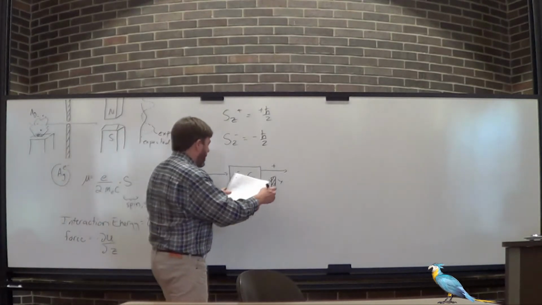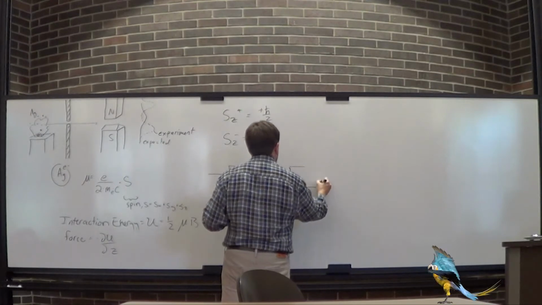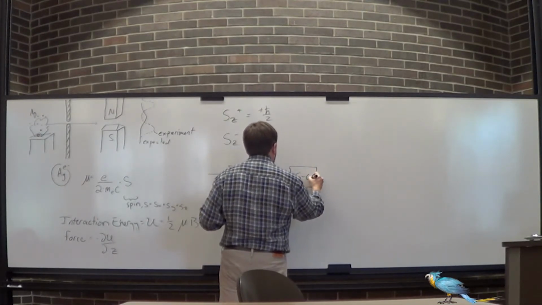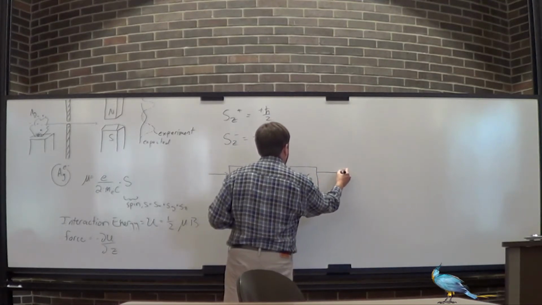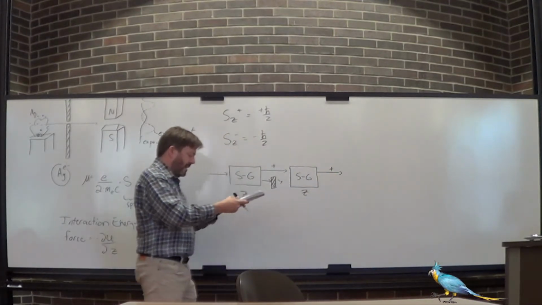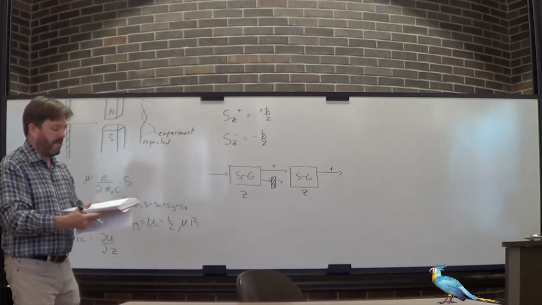Anyway, okay, now what you can do is put this through another magnet, also in the z direction, and what comes through is just plus. Okay, so this is a double Z, and it makes perfect sense.